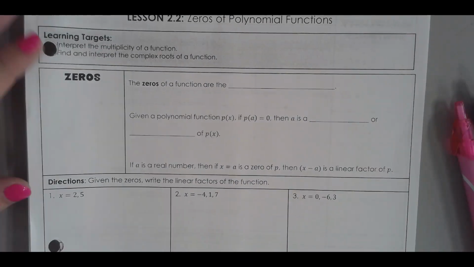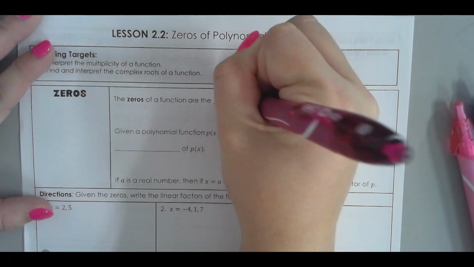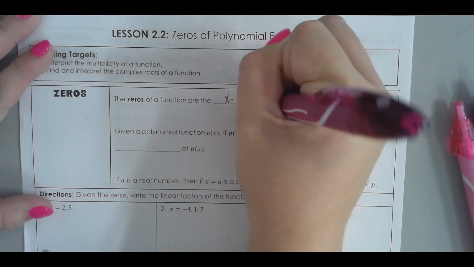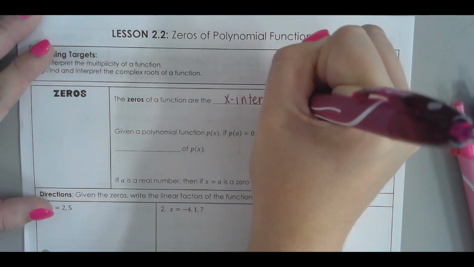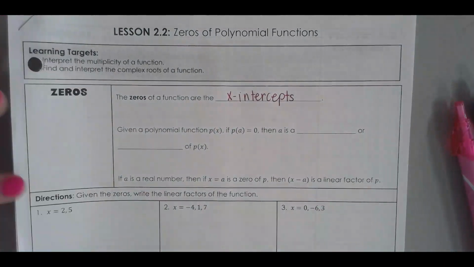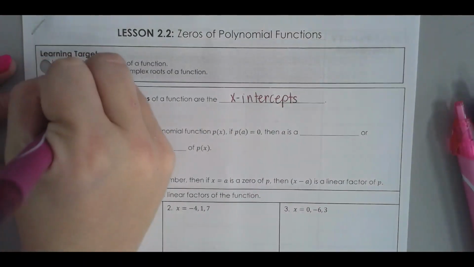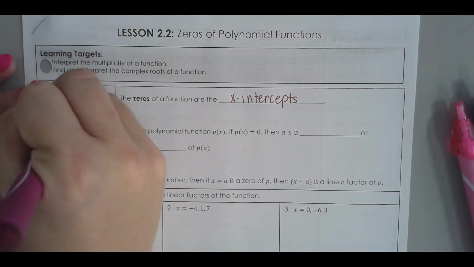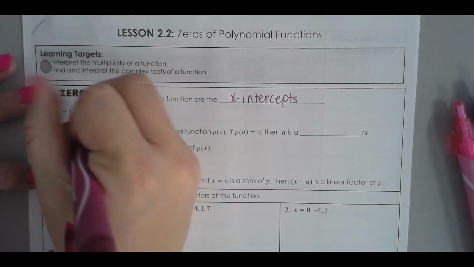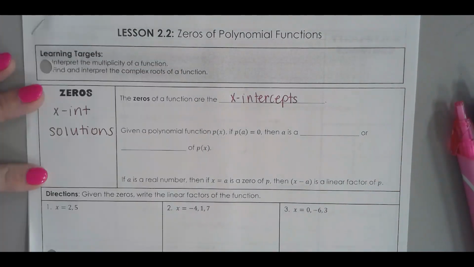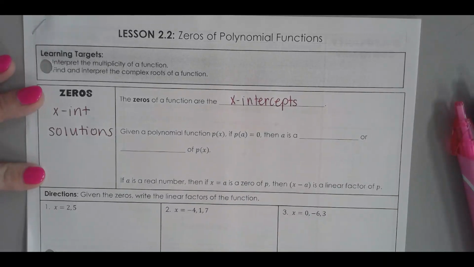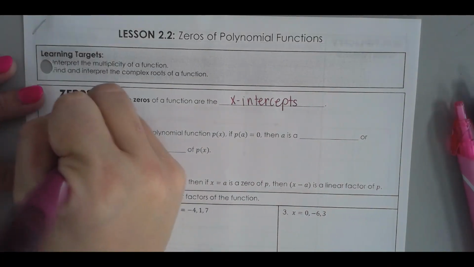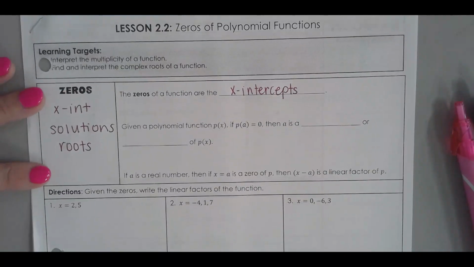The zeros of a function are the x-intercepts. So we have zeros, x-intercept, solutions, and what's the other one? Zero. Got that one. Roots. Those all mean the same thing.